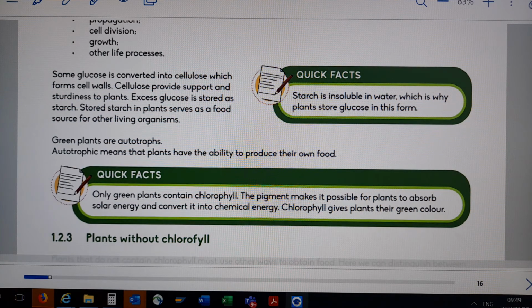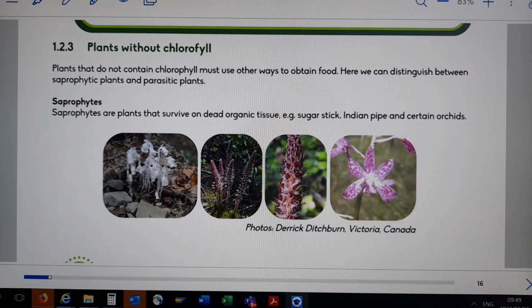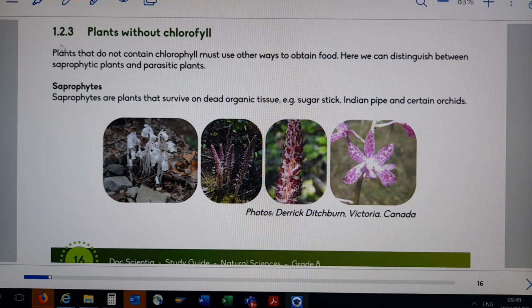Now let's look at plants without chlorophyll. What happens to those plants that are not green? Because we know that only plants that are green have chlorophyll. Plants that do not contain chlorophyll, my apologies, let's start again. Plants that do not contain chlorophyll must use other ways to obtain food. Here we can distinguish between saprophytic plants and parasitic plants.